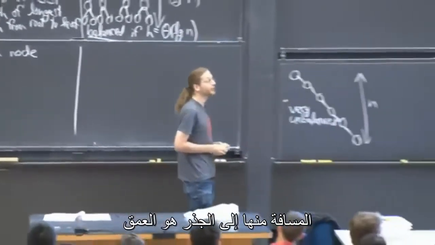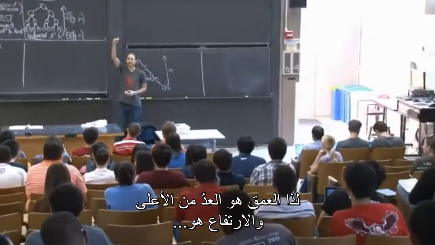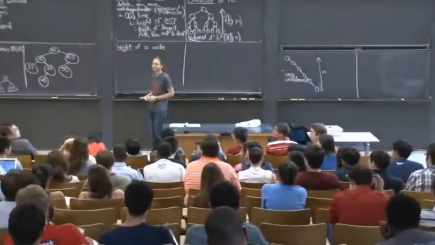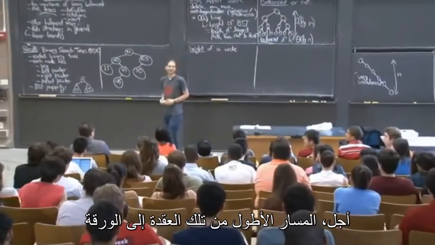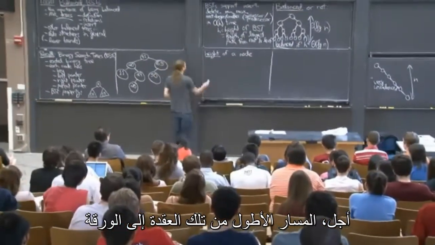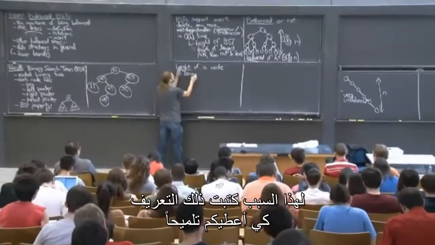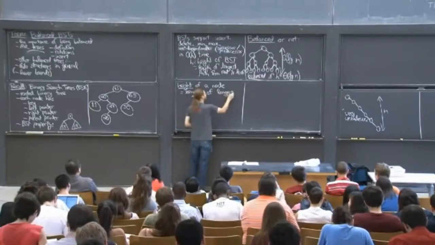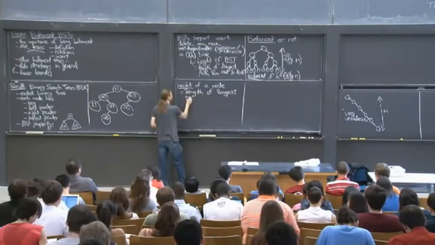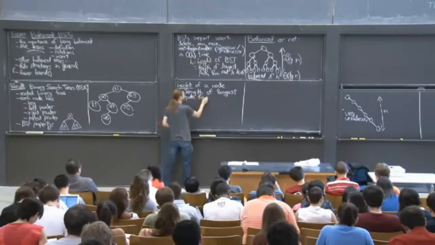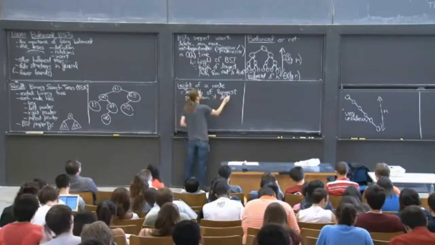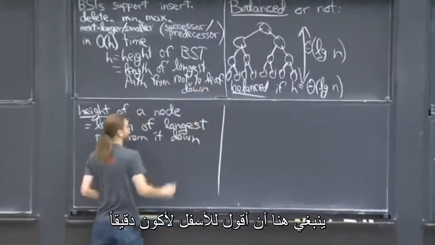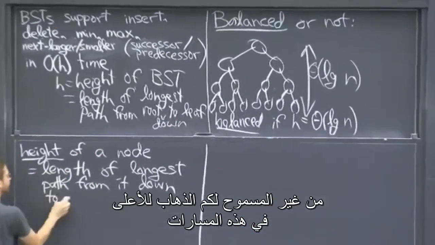Distance from it to the root. That would be the depth. So depth is counting from above. Height is the longest path from that node to the leaf. That's why I wrote this definition, actually. Here I should probably say down, to be precise. You're not allowed to go up in these paths.